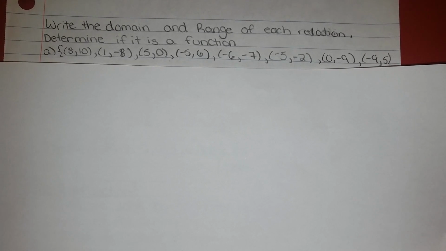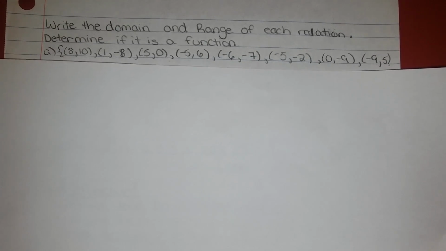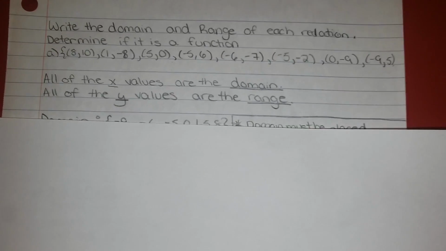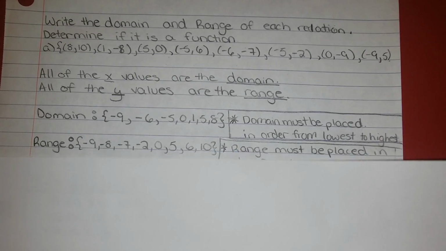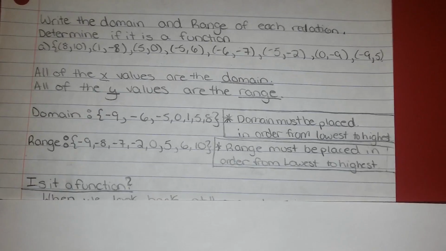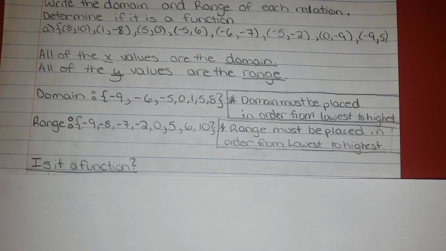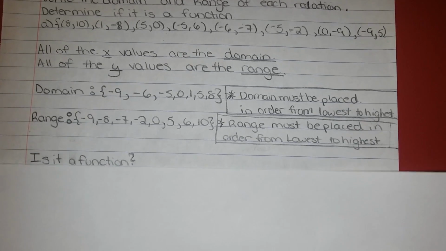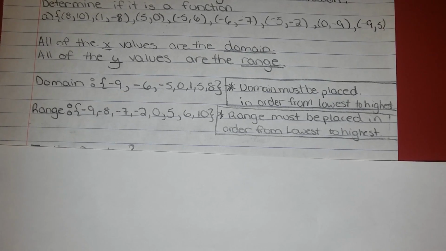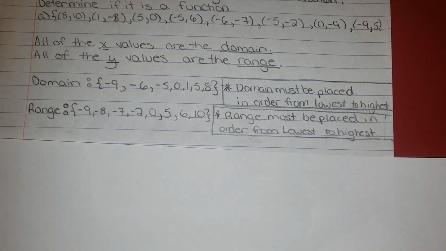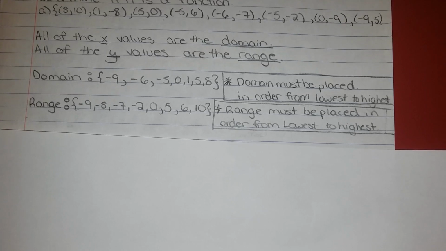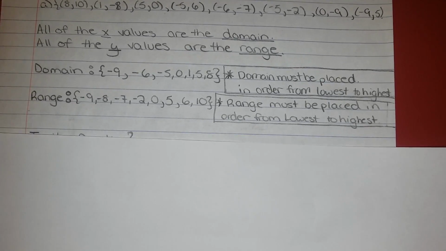So here we have this equation. We need to write down the domain and range of each relation and then determine if it is a function. So all of the x values are the domain and all of the y values are the range. The domain is -9, -6, -5, 0, 1, 5, and 8. Now remember that domain must be placed in order from lowest to highest, and so must range. So range is -9, -8, -7, -2, 0, 5, 6, and 10.